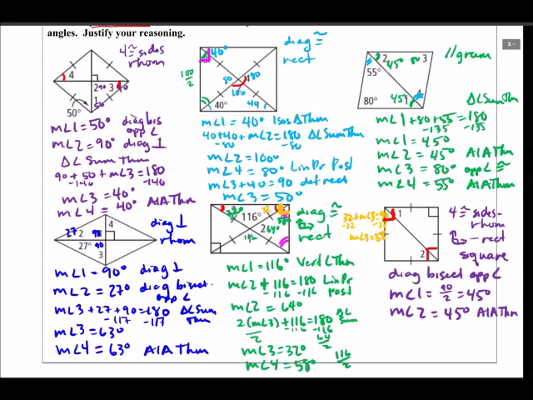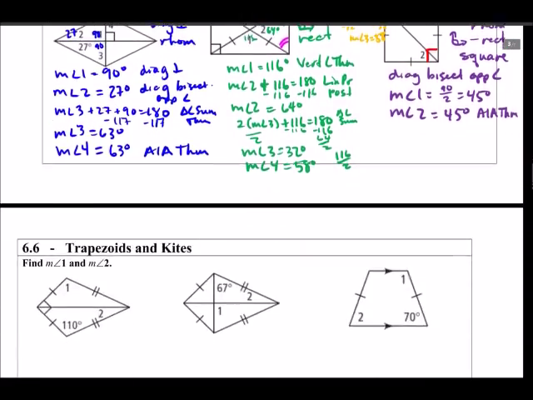All right, so that's a lot of good stuff. Use your right angles, use your isosceles triangles, use your vertical angles, linear pairs, and all the properties of your parallelograms. All right, let's move on to the next set.